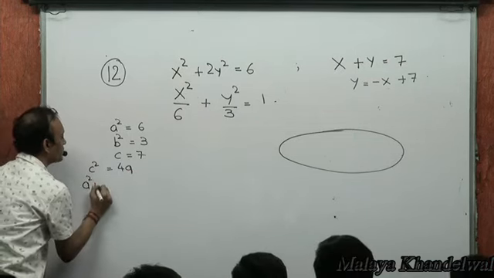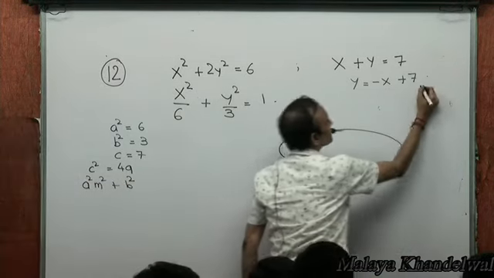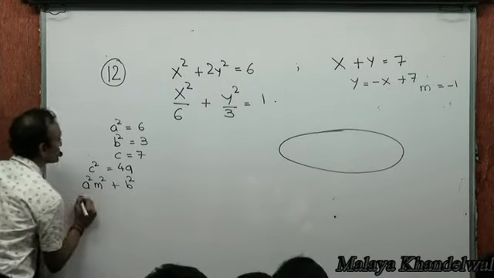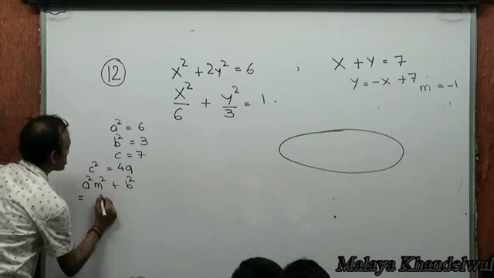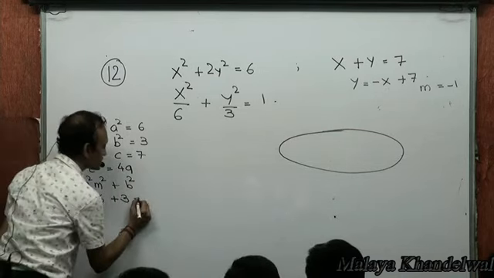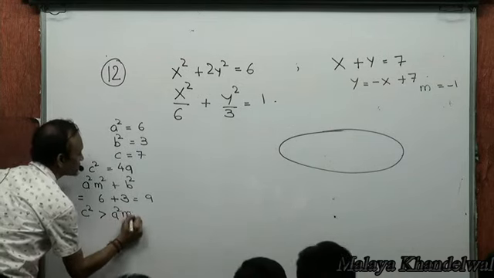a squared m squared plus b squared. What is m of the line? m is minus 1. So a squared m squared plus b squared is like 6 plus 3, which is 9. So which means c squared is greater than a squared m squared plus b squared.